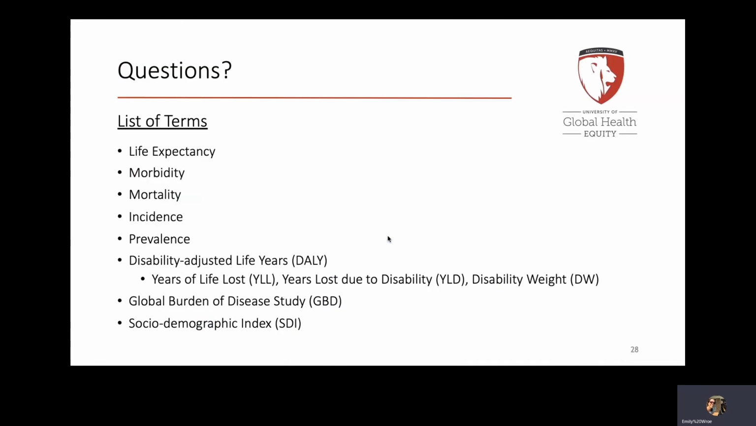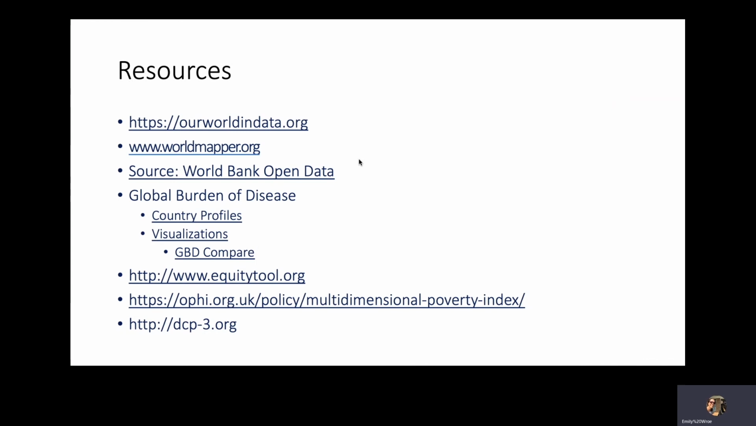Here is a list of terms that we talked about. We didn't have time to talk about the SDI today, but you can take a look at that. It's another index that tries to get at social determinants of health, looking at health, education, and wealth together. As we look at data, it's really important to think about who our population of interest is, where they are living, what their living conditions are, and what their social determinants of health are.